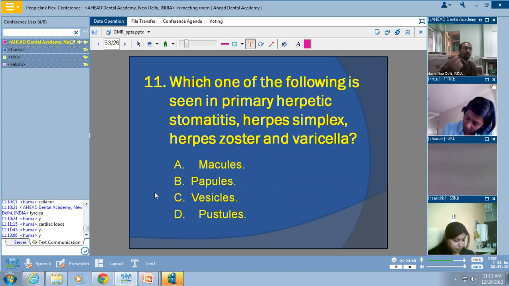Which one of the following is seen in primary herpetic stomatitis? Herpes simplex, herpes zoster and varicella. Okay, what is a macule? A macule is a flat discoloration, isn't it?